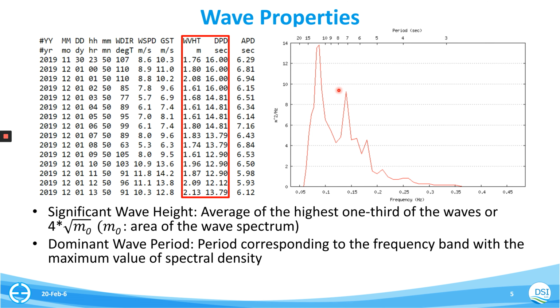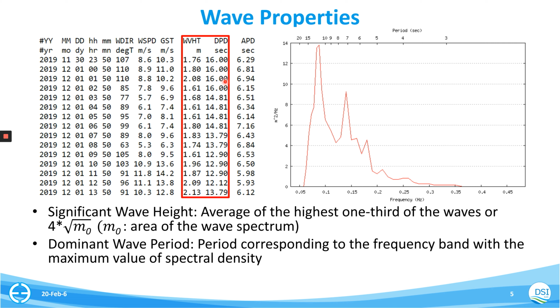On the left side is a series of data that I downloaded from the NDBC, the National Data Buoy Center. And the graph on the right side is the wave spectrum. So instead of measuring the height from trough to crest, the wave height used here is actually the significant wave height, which is defined as the average of the highest one-third of the waves.